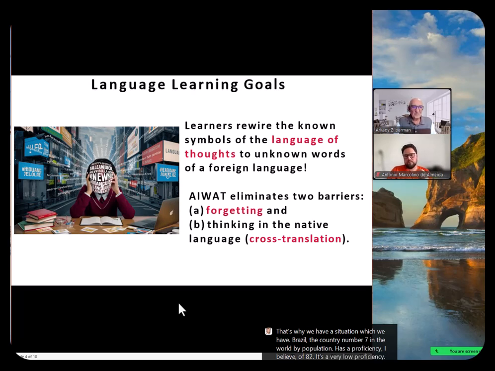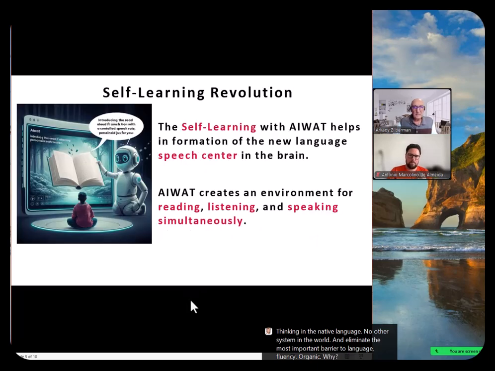And AIWAT eliminates 2 barriers: forgetting, because it doesn't use memorization, and thinking in the native language. No other system in the world can eliminate the most important barrier to language fluency, forgetting. Why it does, you will see in my next slide.